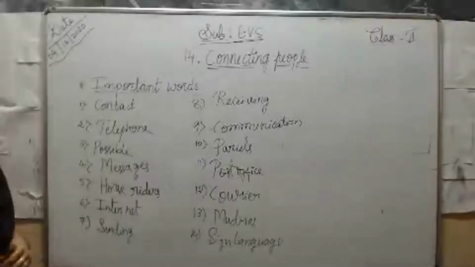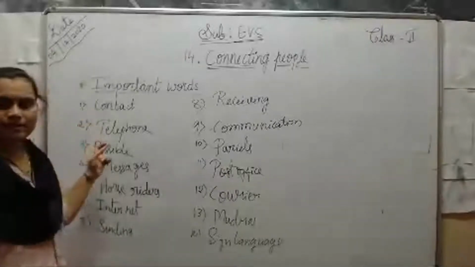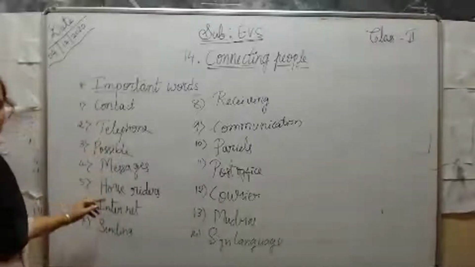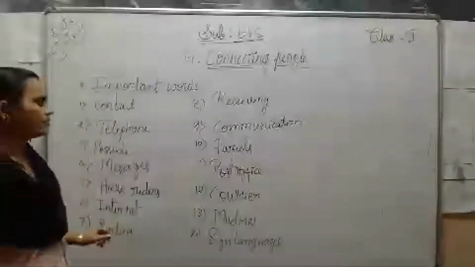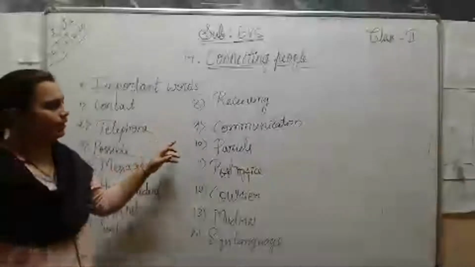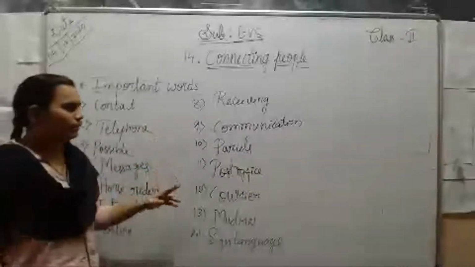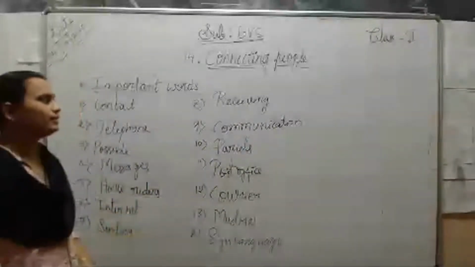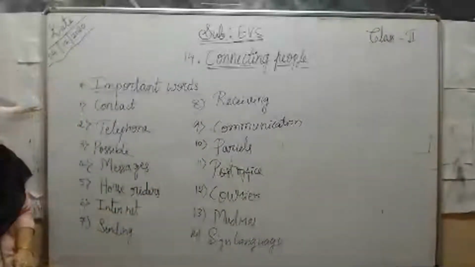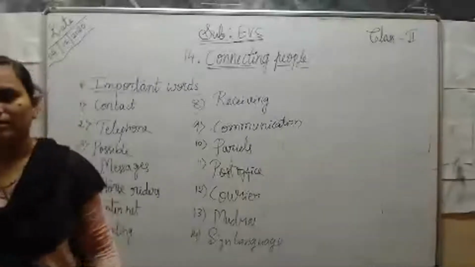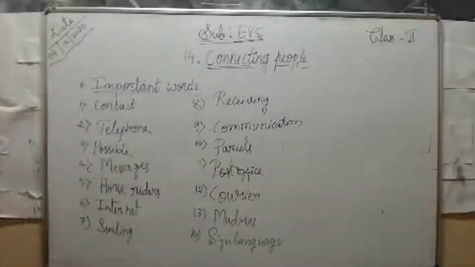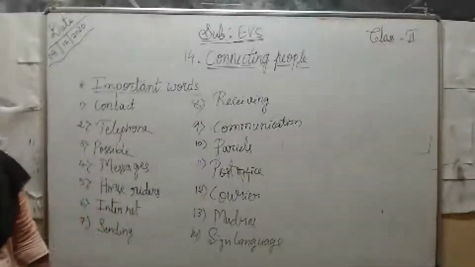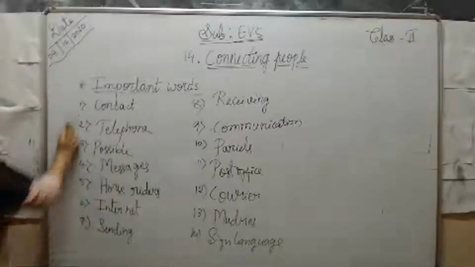Let's read once again, students. Contact, telephone, possible, messages, horse riders, internet, sending, receiving, communication, parcel, post office, courier, mudras, and sign language. These are the important words. Have you noted them down? Note them down first. Okay.